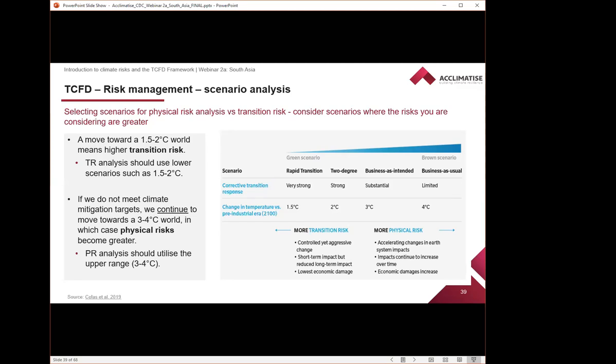So transition risks will be interested in climate scenarios that have a lower temperature, as this assumption means more mitigation policies and technologies are rolled out, and therefore there's more transition risk. So that means for transition risk, you need to select 1.5 or 2 degrees scenarios. For physical risk, you need to select scenarios where there's likely to be more physical risk, and that means scenarios with a higher temperature increase. So that means 3 or 4 degrees.